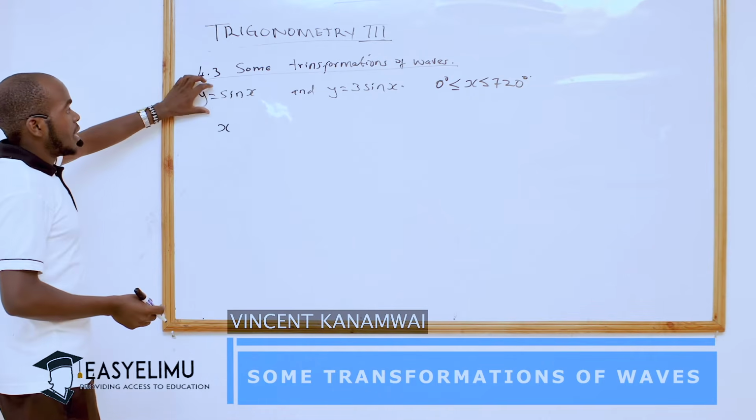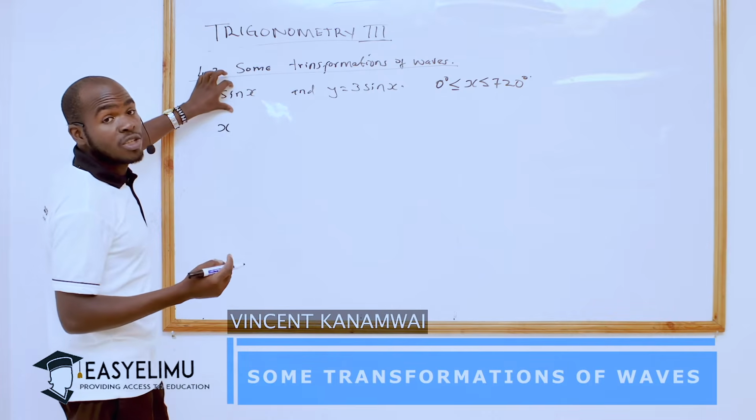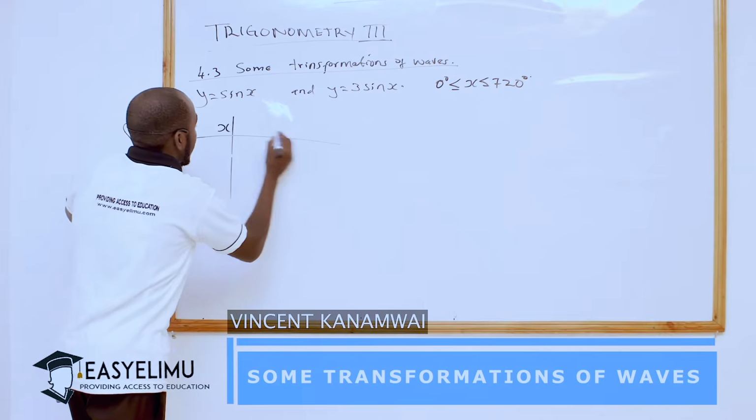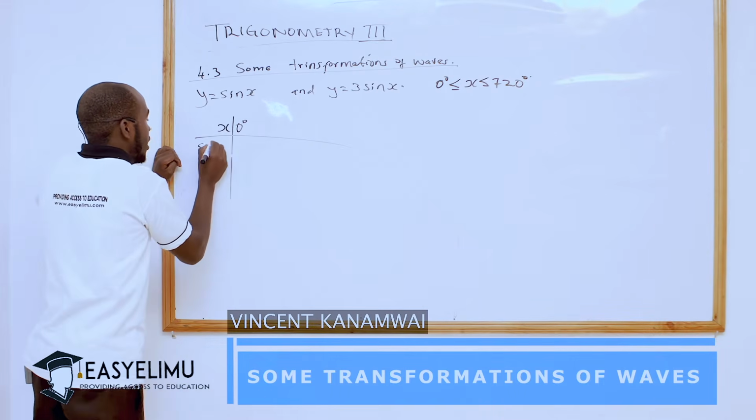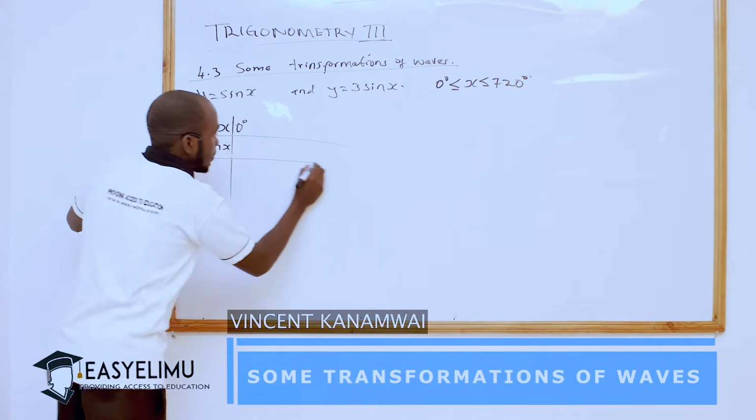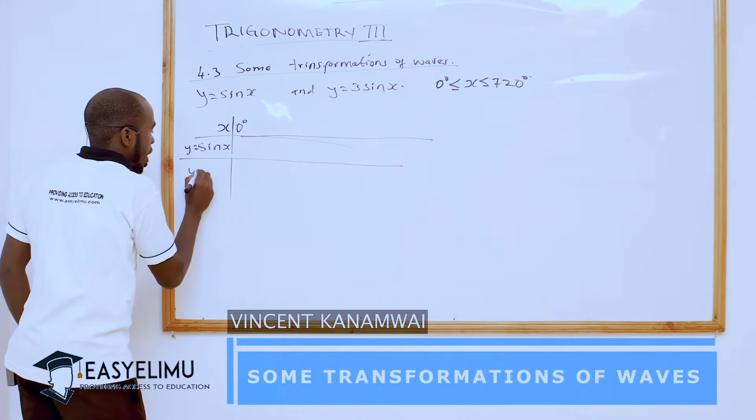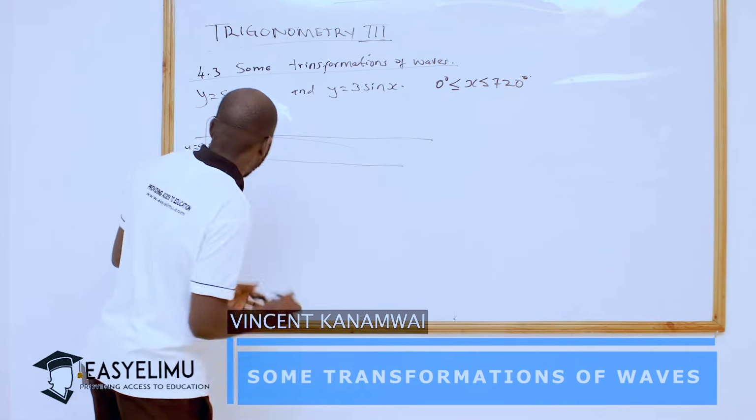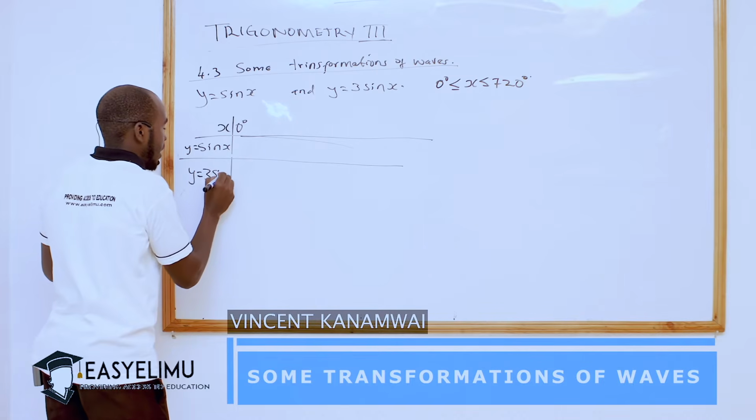So our x can start from the minimum angle, which we can take to be 0 degrees. If we let x be 0 degrees, then we can identify y equals sine x, and also we can find y equals 3 sine x.